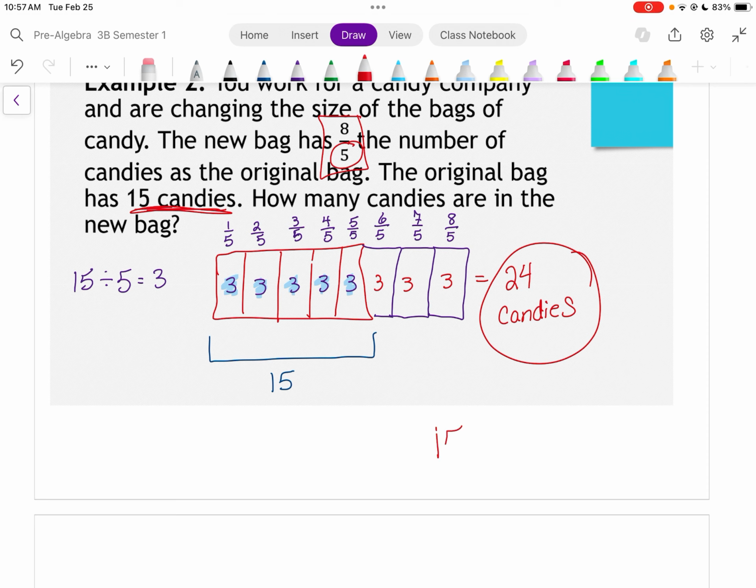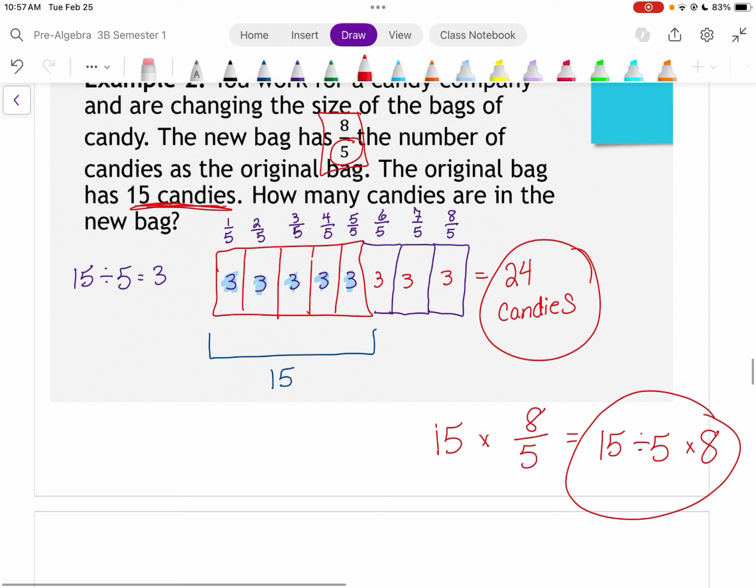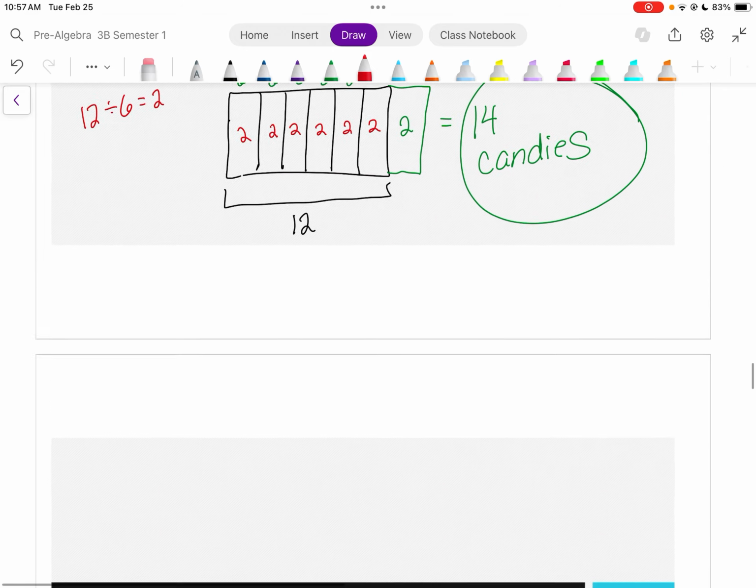Same thing on this one. We had 15 times 8 over 5. And what we did was 15, we divided by 5, and then multiplied by 8. And we got the same answer. So by drawing this picture, you gave a visual of taking a whole number times a fraction.